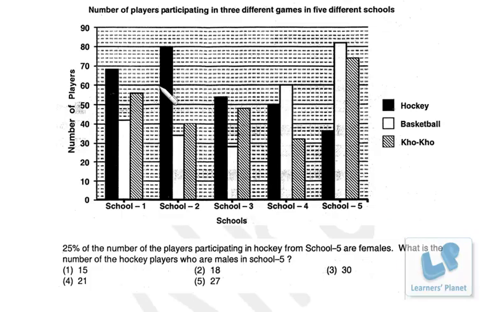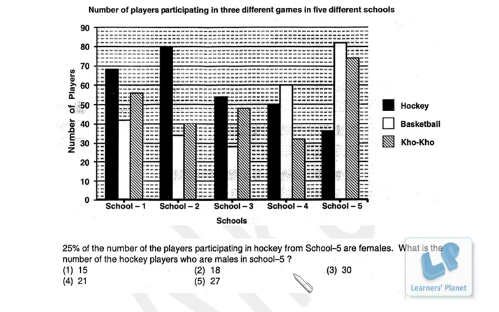Now this set, number of players participating in 3 different games in 5 different schools: hockey, basketball, Kho, school 1, 2, 3, 4, 5, and number of players. Okay, so let's take the questions one by one. 25% of number of players participating in hockey from school 5 are females. What is the number of hockey players who are males in school 5?